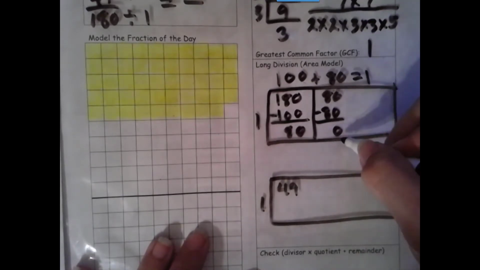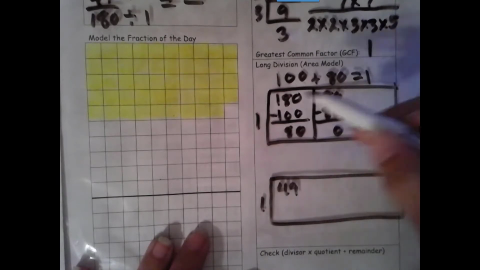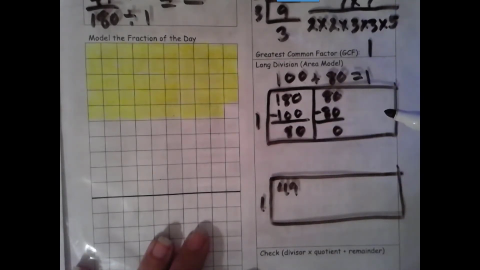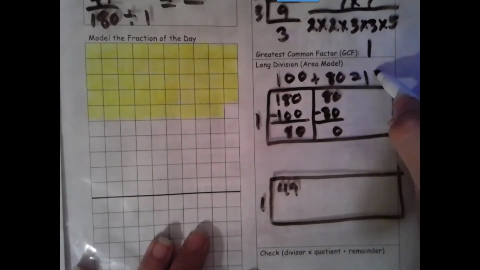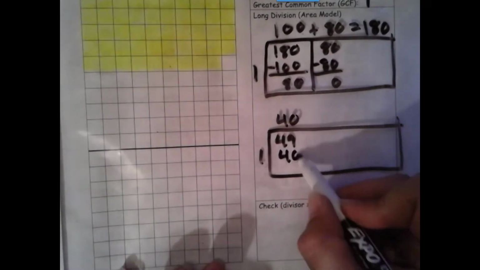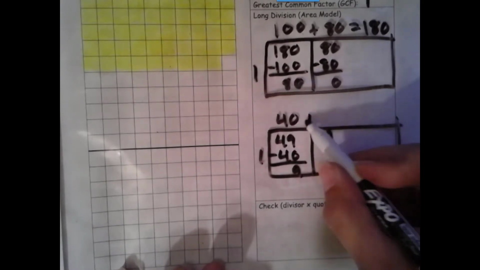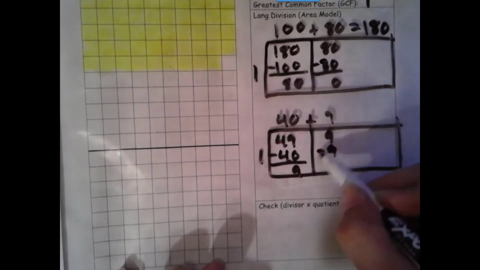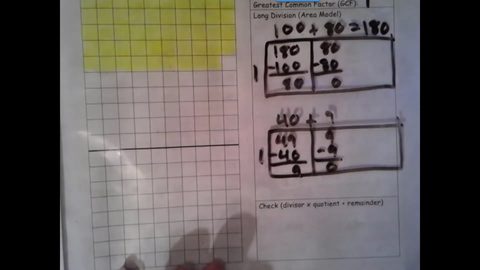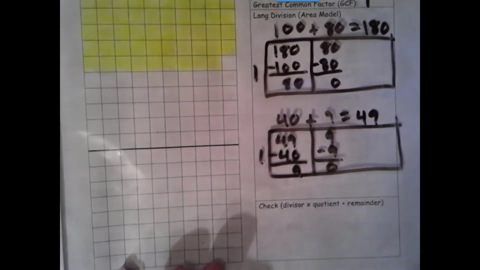Or when you're just doing regular division and it's not a factor, you want to get to a number that can't be divided any smaller. Can't take any more groups out. Add our partial quotients, we get 180. Here, 40 times 1 is 40. We bring the 9 up. 9 times 1 is 9. Numbers the same. Zero again. Add these partial quotients, we get 49.